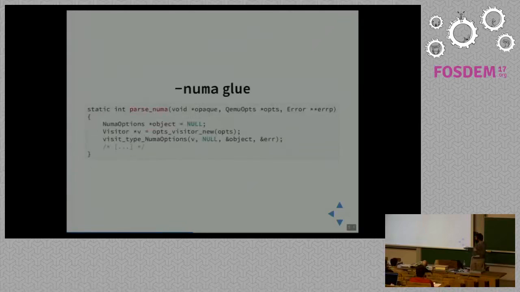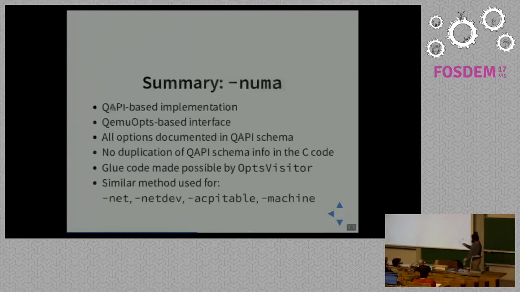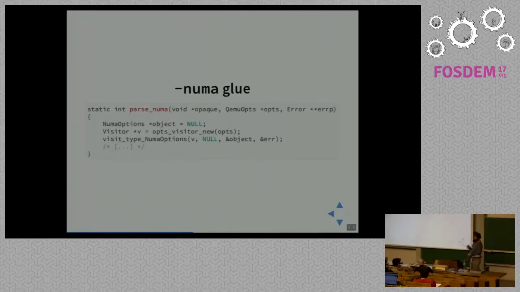And we have some glue code to convert the QemuOpts data to QAPI data, so they can be used elsewhere in the code. That's used by this trick here. So we have the visitor API provided by QAPI, and it can be used to convert QemuOpts options to QAPI data structures and validate them.